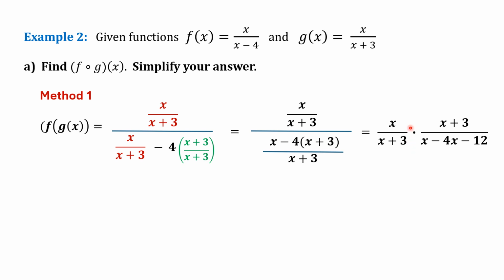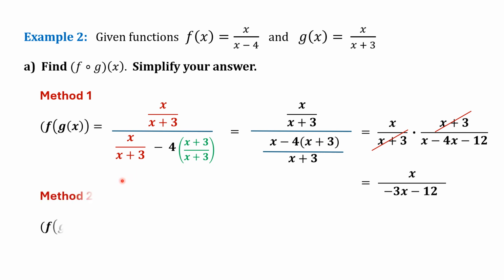Then after that, we can now simplify by canceling out the common factor appearing in the numerator and denominator, which is x plus 3. And then we can finally write the result as x divided by negative 3x minus 12, because x minus 4x is negative 3x, and then copying negative 12. So this is f of g.